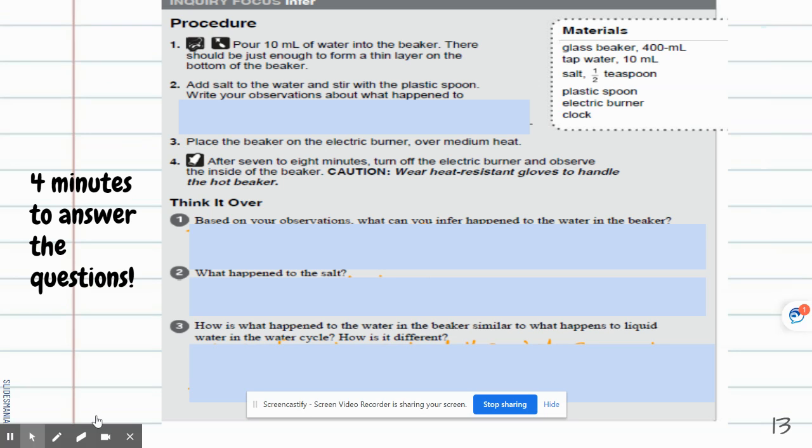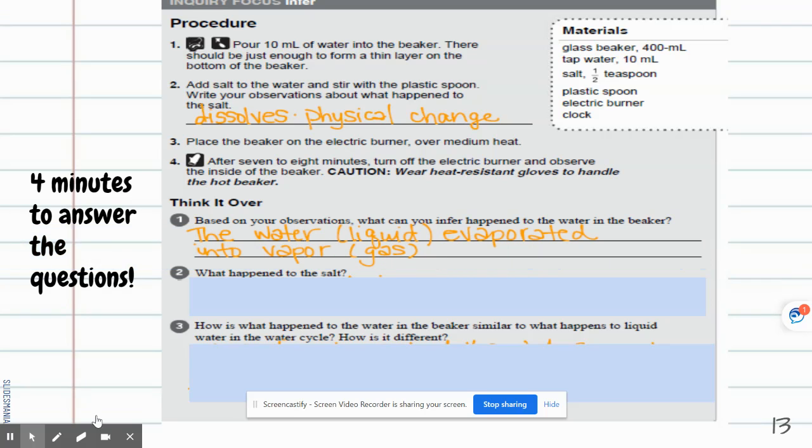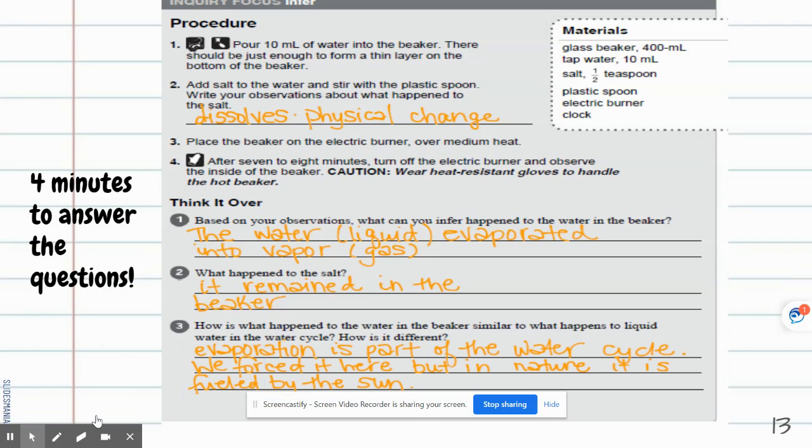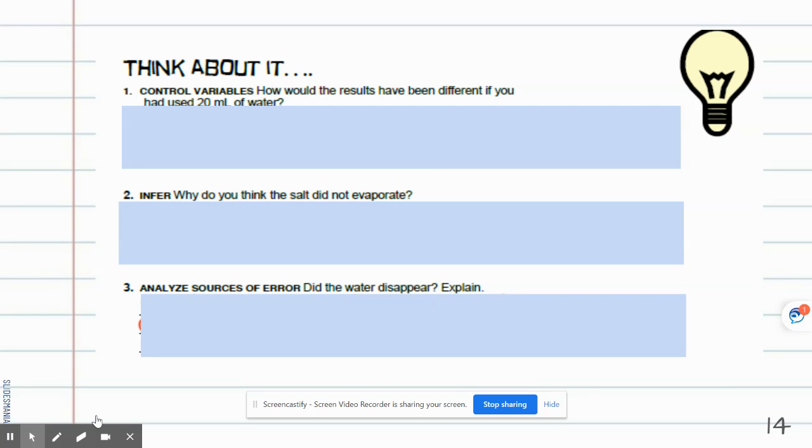Then we looked at our beaker. All that was left was some salt. So in the beginning, we dissolved salt in the water, and then I evaporated the water out. So the water in the beaker evaporated and turned from liquid to a gas. The salt remained in the beaker, and this is parts of the water cycle. Evaporation is a part of the water cycle, and we forced it here because in nature it's fueled by the sun, and I used an electric burner.